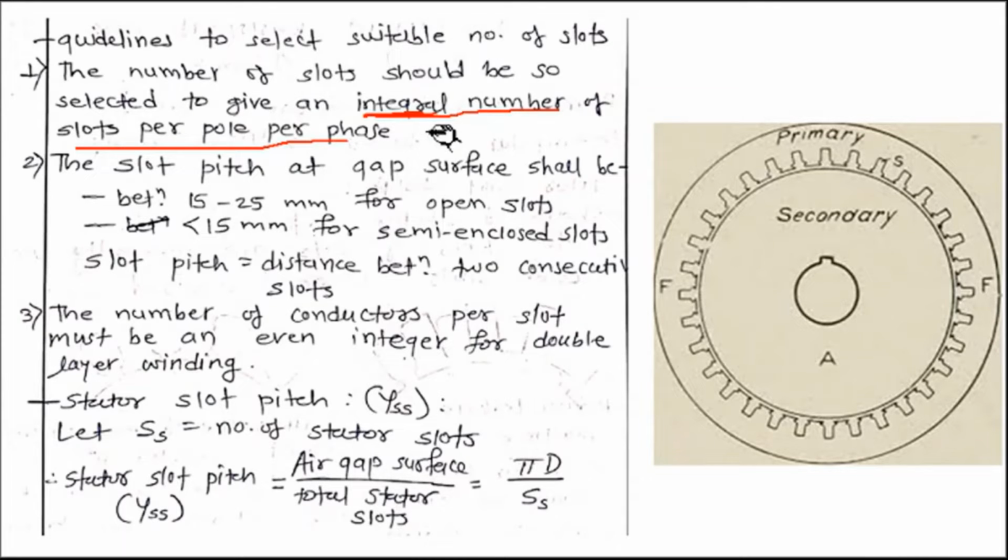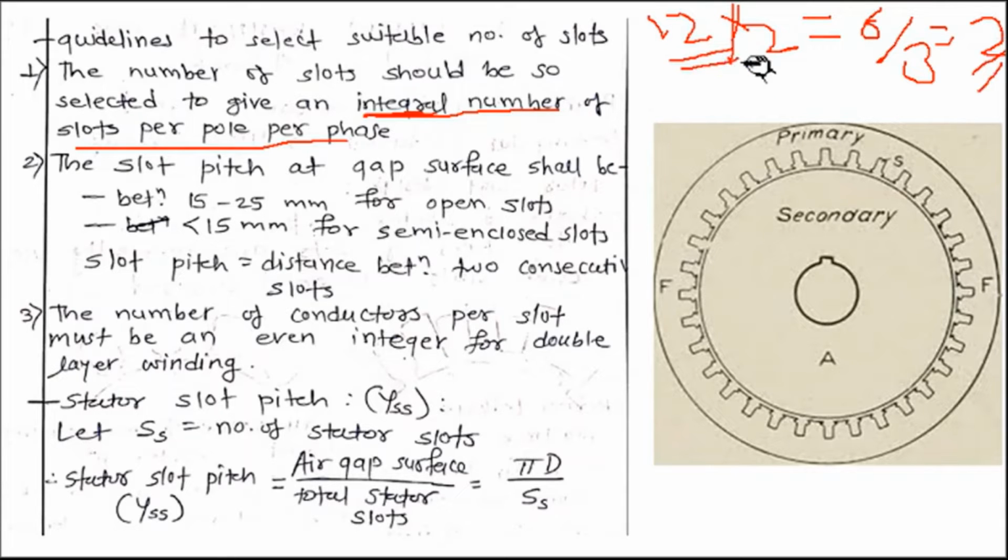Now if you are going to calculate the number of slots per pole per phase, with 12 slots and suppose there are 2 poles, so 12 by 2 is 6, and the number of phases is 3. So the slots per pole per phase is nothing but 2. So this is an integer number. So you can select 12 slots for your induction motor, but you can't select 13 because it will give you a fractional number of slots per pole per phase.